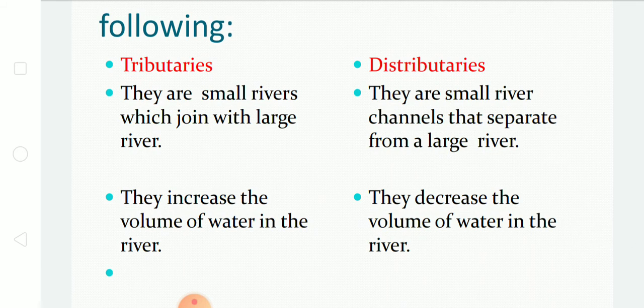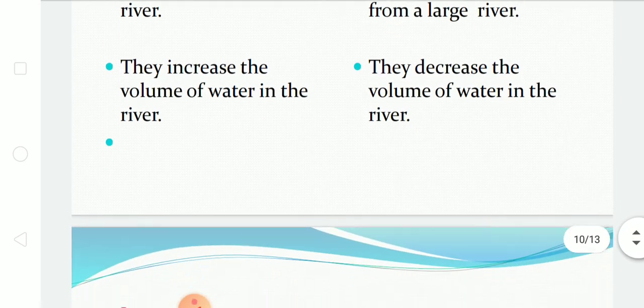Tributaries are small rivers which join a large river. Distributaries are small river channels that separate from a large river. Now the second difference: tributaries increase the volume of water in the river. Distributaries decrease the volume of water in the river.